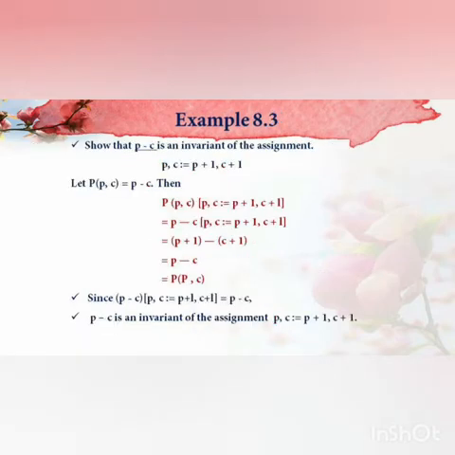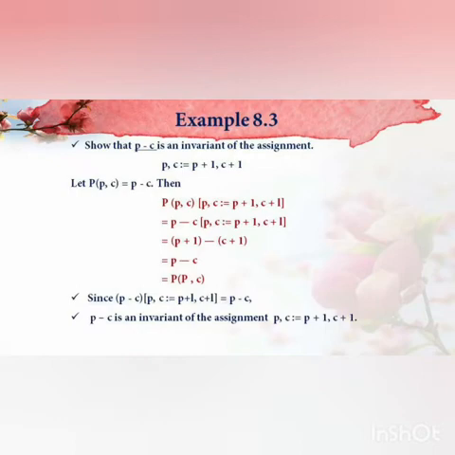Now, let's see another example. Show that p minus c is an invariant of the assignment. So, we have to show why p minus c is an invariant. Okay, p, c := p plus 1, c plus 1. Here, we are assigning p value as p plus 1 and c value as c plus 1. So, while assigning p and c, we are going to prove that P is an expression. P of p, c is equal to p minus c. Here, p minus c is an invariant of the assignment.